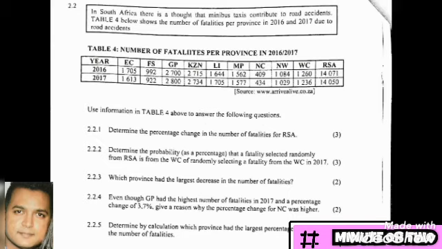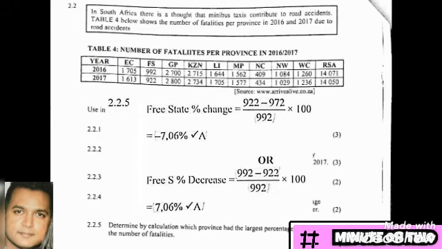2.2.5, determine by calculation which province had the largest percentage decrease in the number of fatalities. Now applying the formula yet again, the percentage change formula. So we work through and we choose our highest to be the Free State after doing our calculations and trial and error. Once we do this, let's prove it by substitution into the formula.